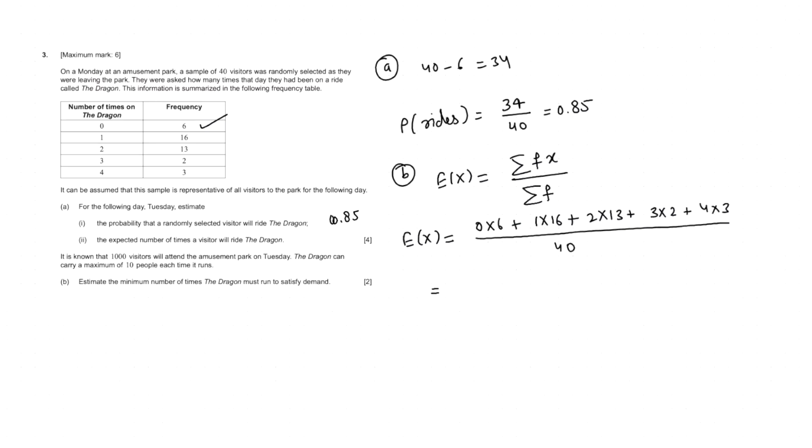So when you multiply, this will give you 0 plus 16 plus 26. 3 times 2 is 6, plus 4 times 3 is 12, divided by 40. So the answer will be 60 divided by 40. When you simplify, it will give you 1.5. So the expected number of times a visitor will ride the dragon is 1.5 times per person.